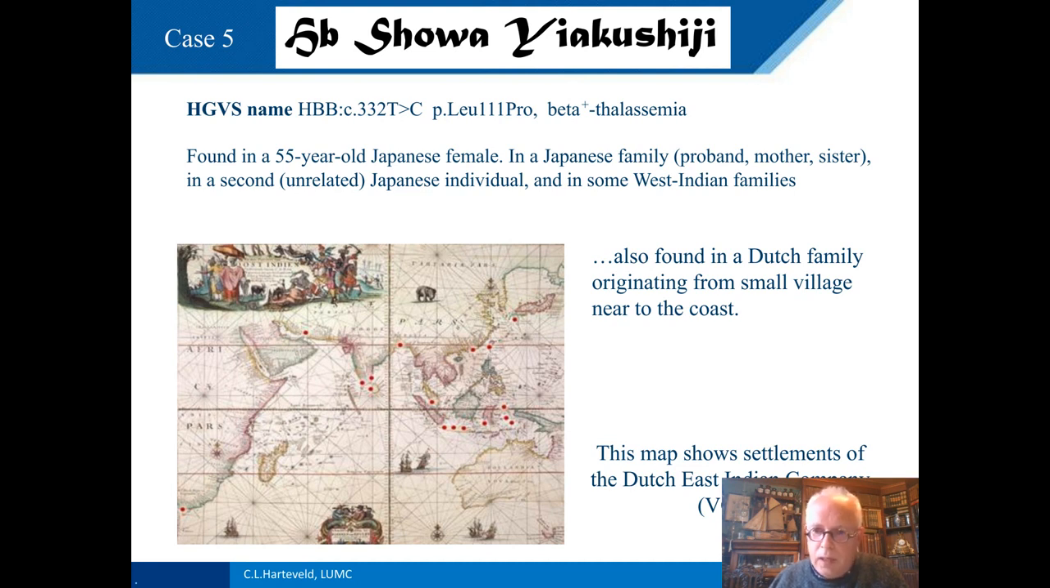But we found it in a Dutch family originating from a small village near the Dutch coast. And in many coastal villages, there were sailors. And sailors were going around the world, and especially in the Dutch East India Company time, in the 16th and 17th century, there were a lot of settlements of the Dutch East India Company in the different countries where trading was happening. Also in Japan.